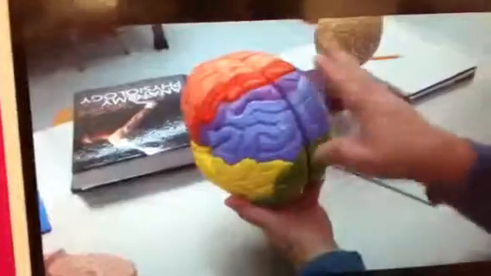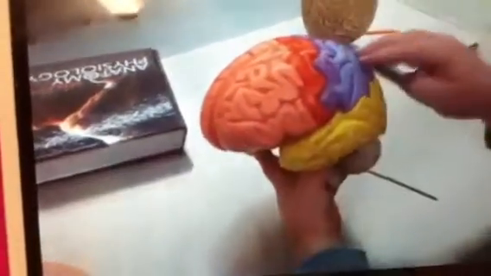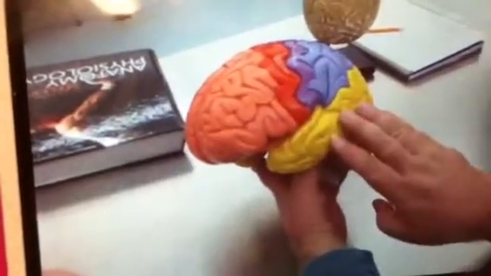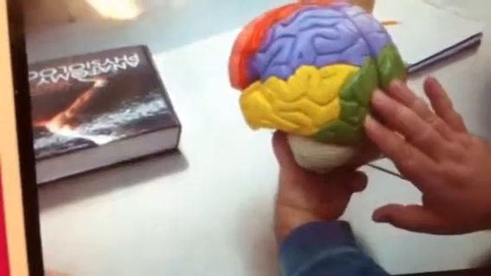This is the cerebral brain. It's divided into two hemispheres down the longitudinal fissure. There's a right and a left hemisphere. Each hemisphere is divided into lobes. There's the frontal lobe underneath the frontal bone, parietal lobe, temporal lobe, and in the back the occipital lobe.